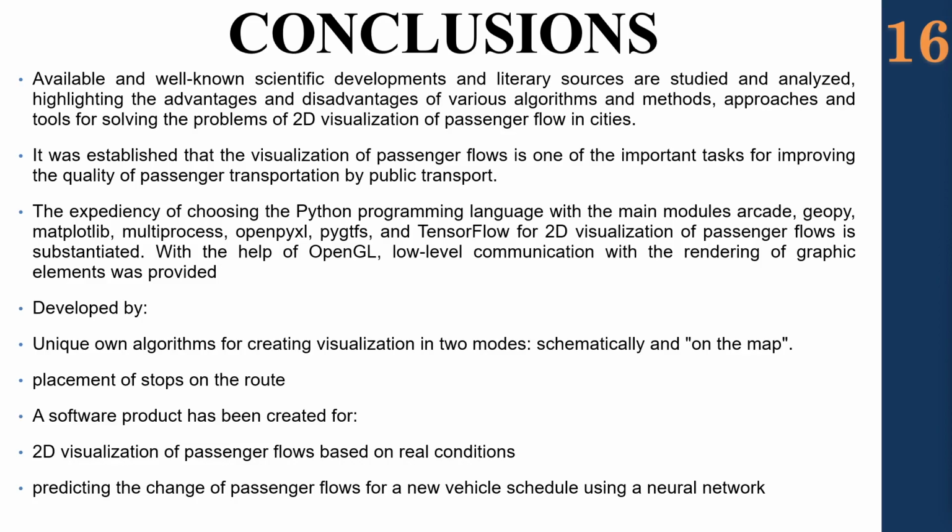With the help of OpenGL, low-level communication with the rendering of graphic elements was provided, and a unique algorithm was developed for creating visualization in two modes, schematically and on the map, with stops placed on the route. A software product has been created for 2D visualization of passenger flows based on real conditions and to predict changes in passenger traffic according to the new vehicle schedule using a neural network.